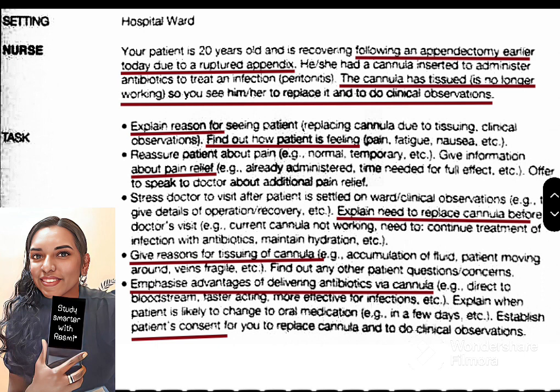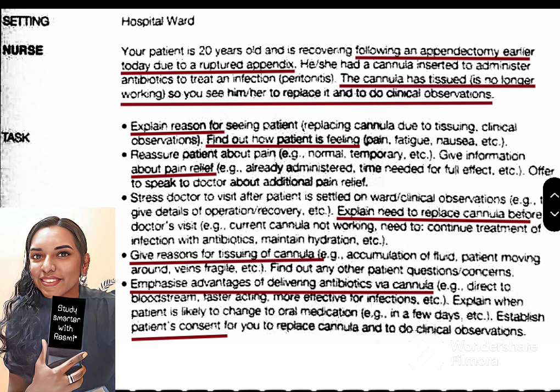So your patient is 20 years old and is recovering following an appendectomy earlier today. Underline that earlier today, because you have to start with good morning, or even good afternoon, it's okay, because the surgery finished in the morning. Due to a ruptured appendix, he or she had a cannula inserted to administer antibiotics to treat an infection, that is peritonitis. The cannula has tissued and is no longer working. So you see him or her to replace it and to do clinical observation.